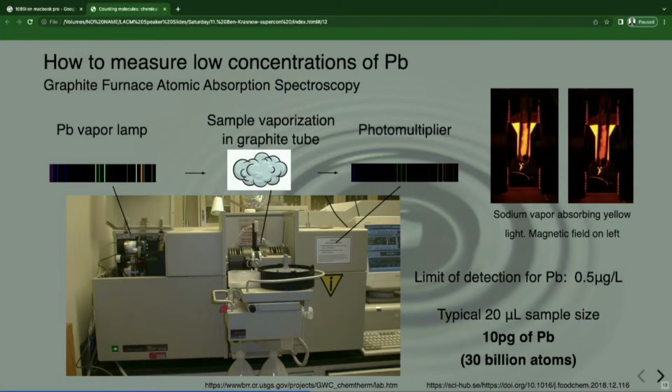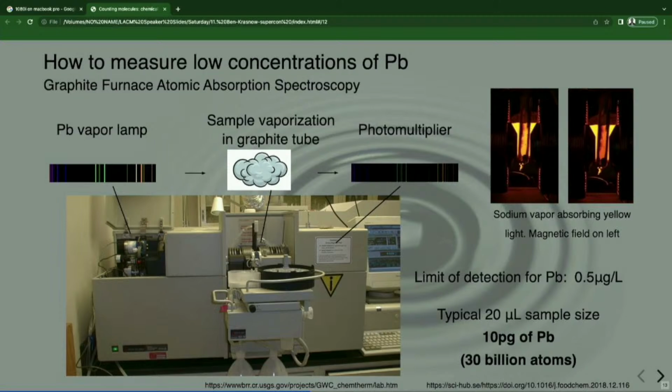And these machines can detect down to about 0.5 micrograms per liter. Pretty good. If you were able to dump a whole liter into this machine, that might be great. You could access all 0.5 microgram of that. But really, the way the machine works with this hot graphite tube, you have to vaporize your whole sample, and you can't vaporize a liter of liquid dumped in here.